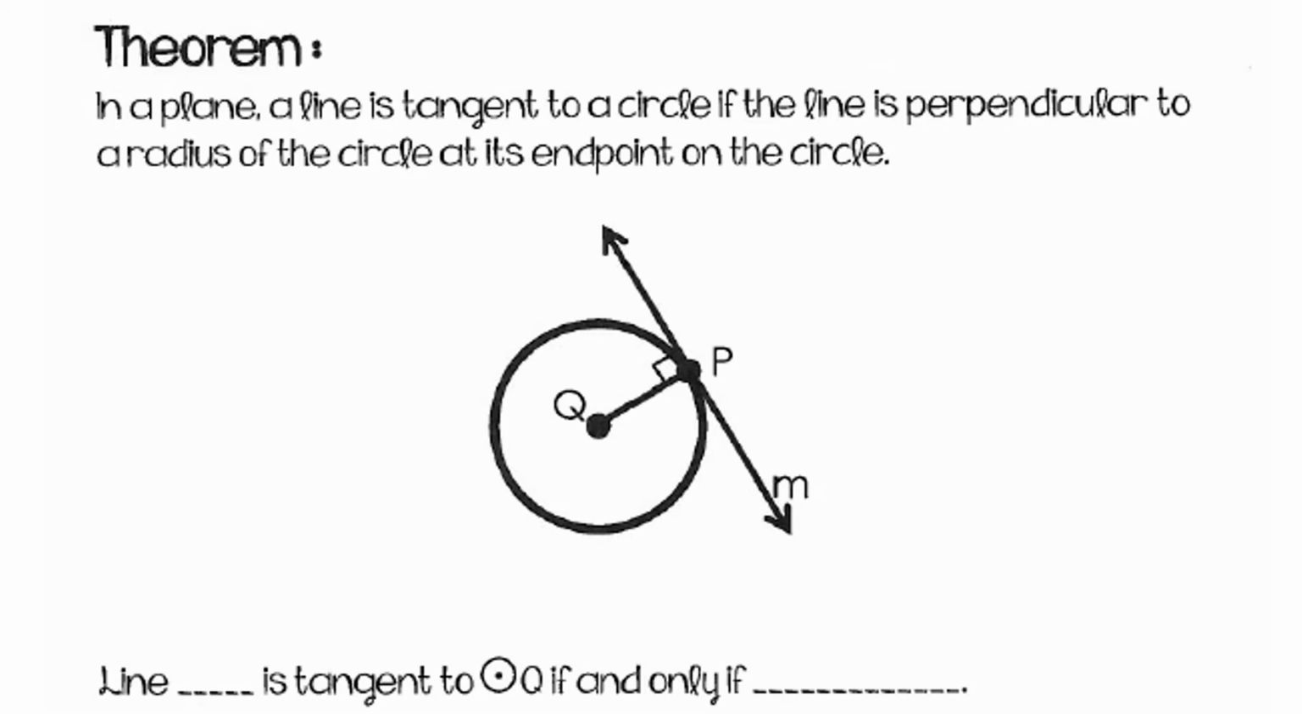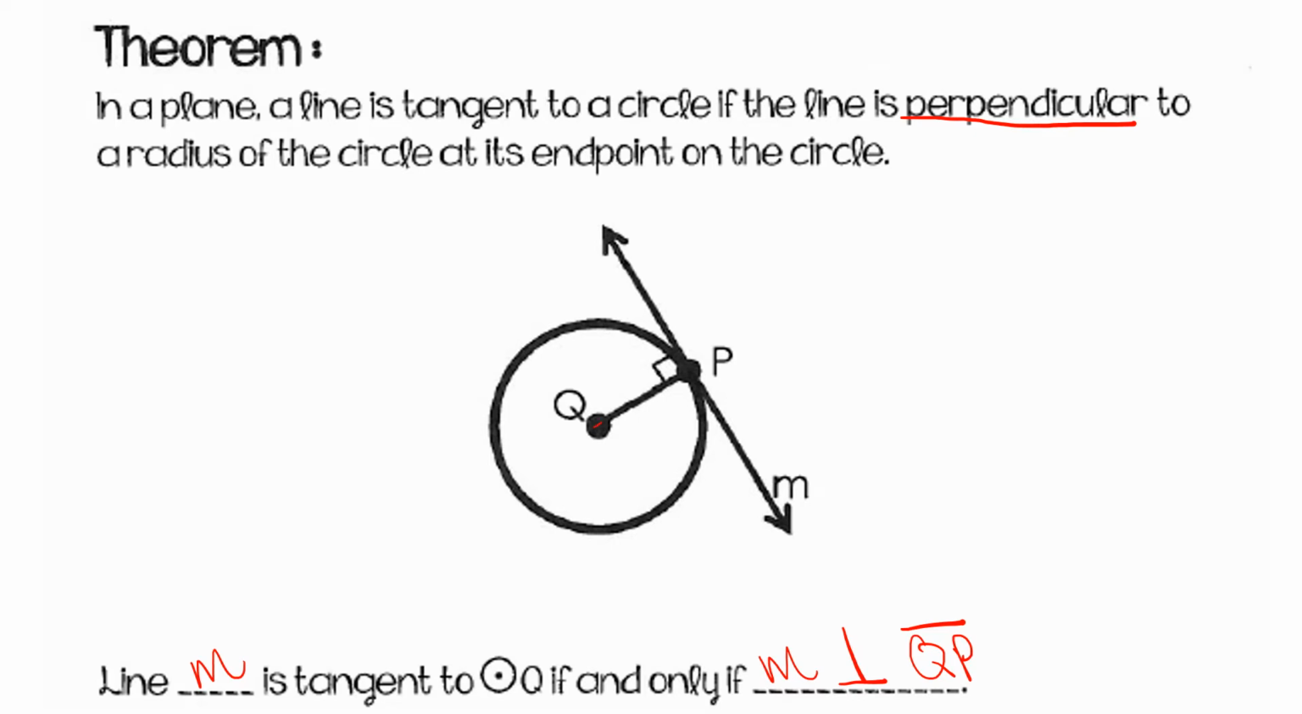So here we come to our first theorem. The theorem says in a plane, a line is tangent to a circle if the line is perpendicular to a radius of the circle at its endpoint on the circle. So here's the statement that we can make from this theorem. Line M is tangent to circle Q if and only if M, the line, is perpendicular to the line segment or the radius QP. And that would make sense, right?